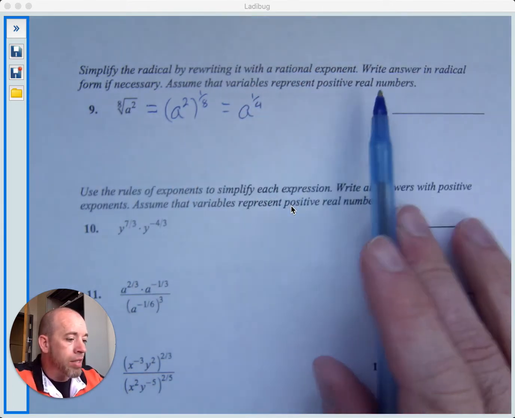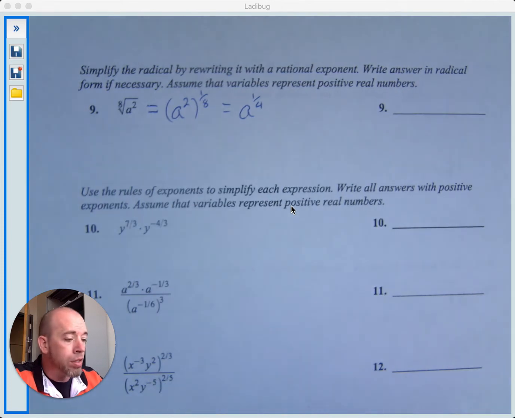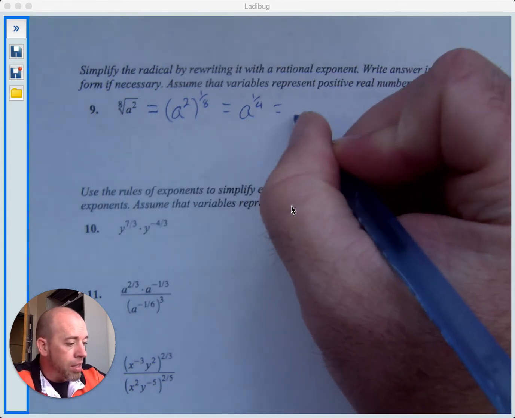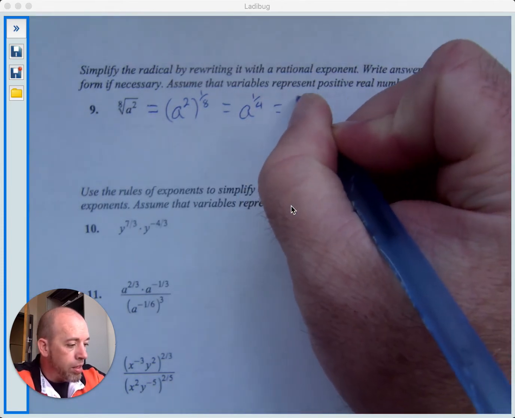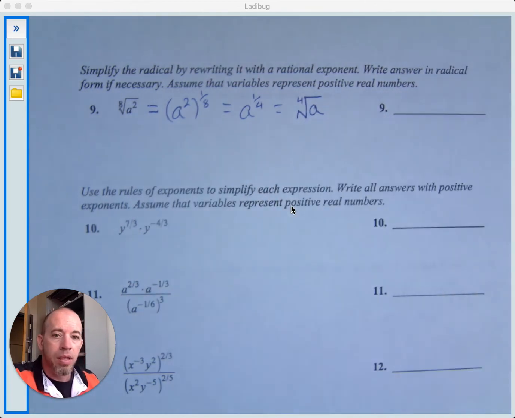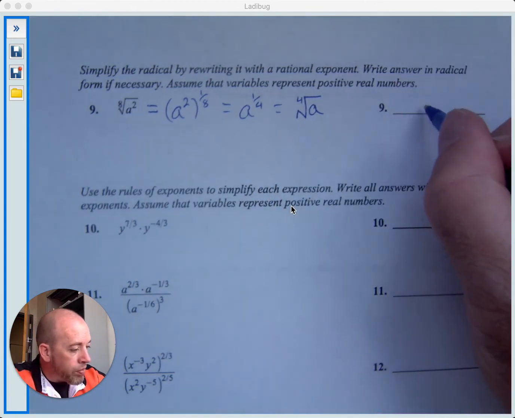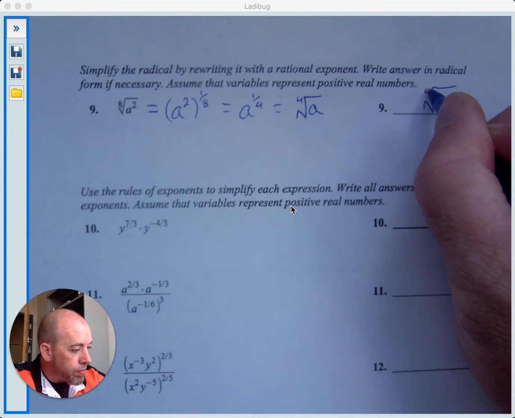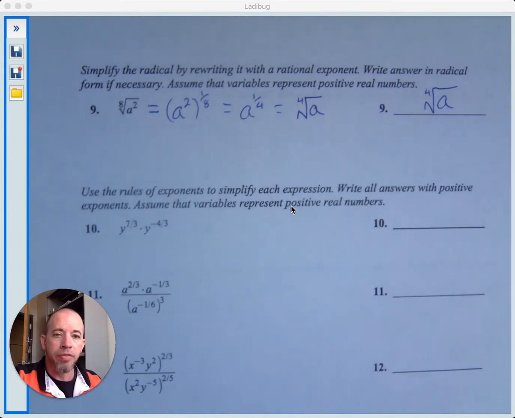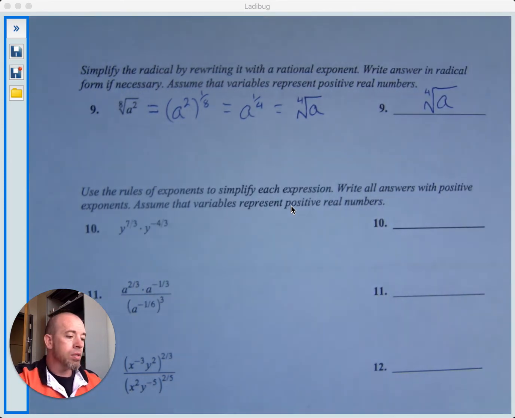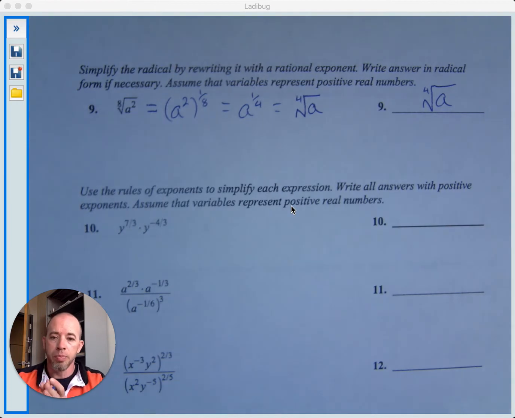And it says to write the answer in radical form if necessary. We could write this now as the 4th root of a. And so the 4th root of a would be a simplified answer. So it's a good exercise in taking an expression that has radicals, changing it so it has rational exponents, and then changing it back so that it has a radical again.